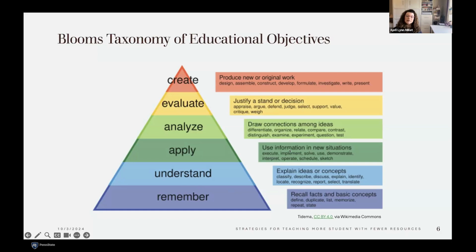The nice thing about this is each one of these is paired with a statement. Remember is recall facts and basic concepts, and then there are some sample verbs to help get to that. It just goes all the way up: explain ideas, use the information, draw connections among the ideas that you just applied, justify a stand or decision, and then produce a new or original work.